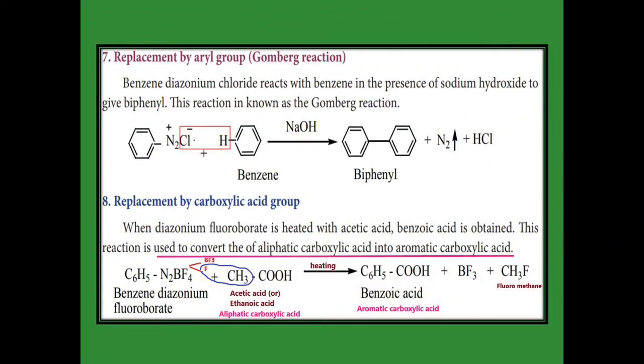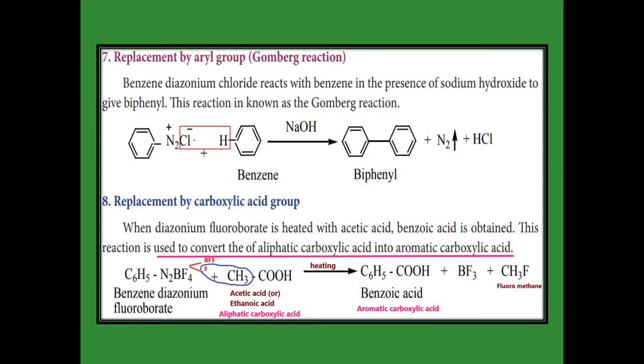When benzene diazonium chloride is reacted with benzene in the presence of sodium hydroxide, one of the hydrogens is projected in benzene. That hydrogen takes away the chlorine from the benzene diazonium chloride and then two benzene rings will attach. The nitrogen is removed. Then that compound is called biphenyl. Phenyl means C6H5. Instead of one hydrogen, one benzene ring is attached with another benzene ring. So this is called biphenyl. This type of reaction is known as Gomberg reaction.